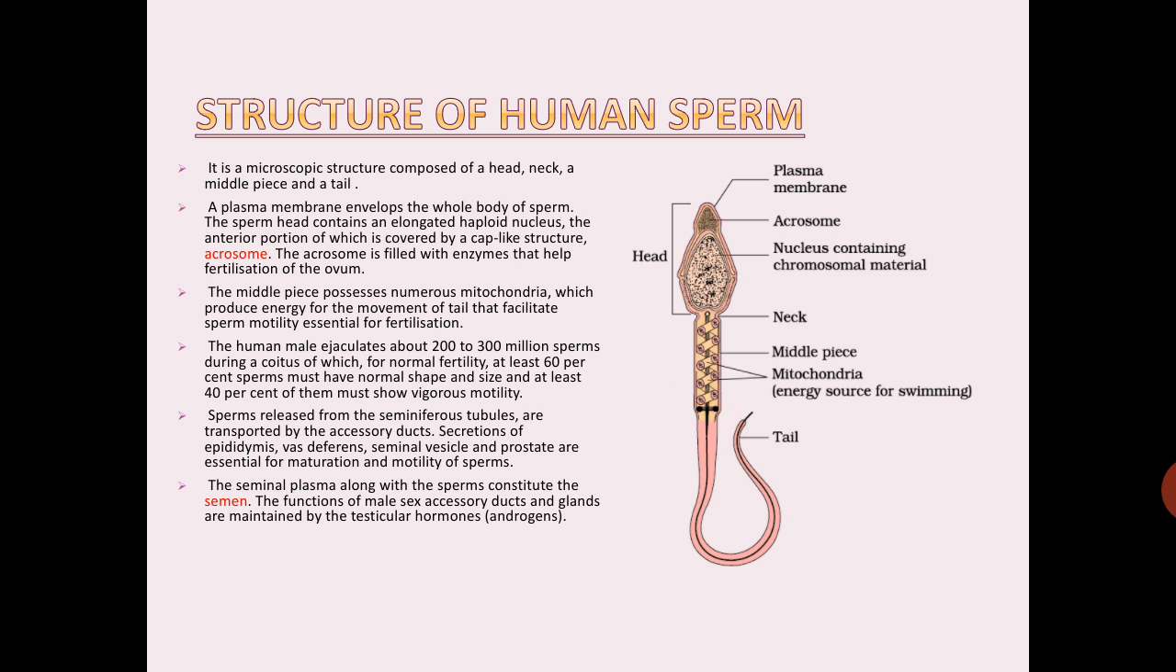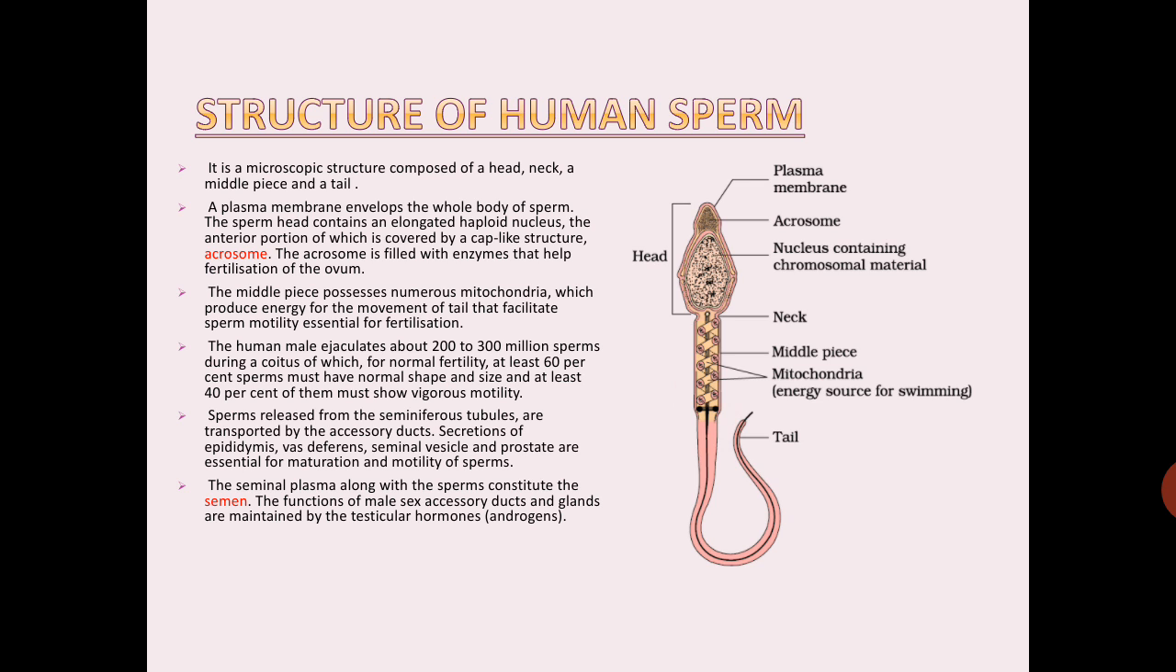The human male ejaculates about 200 to 300 million sperms during a coitus, of which for normal fertility at least 60% sperms must have normal shape and size, and at least 40% of them must show vigorous motility. So they should show vigorous motility to facilitate the process of fertilization.